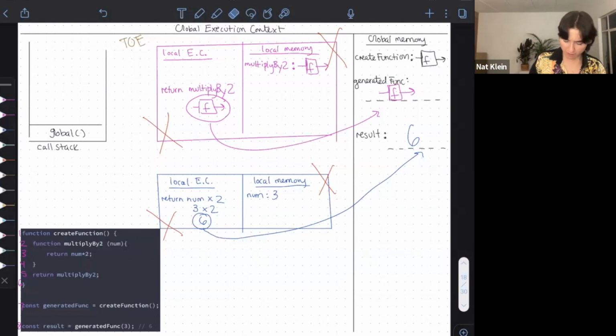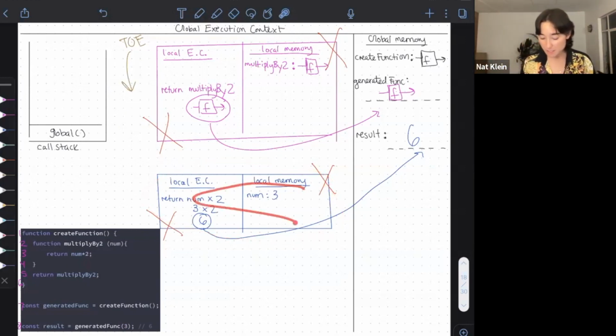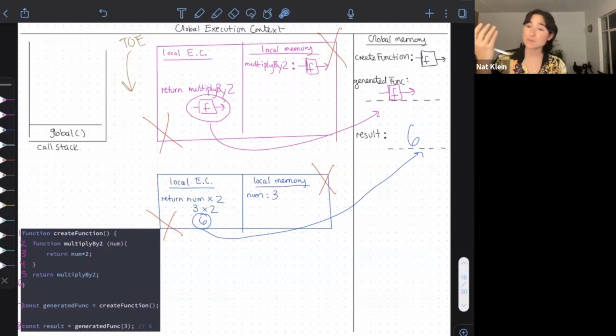Our thread of execution is now also back in global, and this local execution context was garbage collected. It's all gone. All of this data that was here is now completely gone, not available to us. Also not taking up space in memory. That's a good thing, but that's important. When an execution context closes, we no longer can access its local memory.